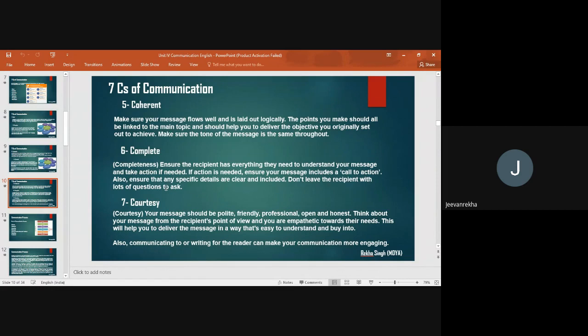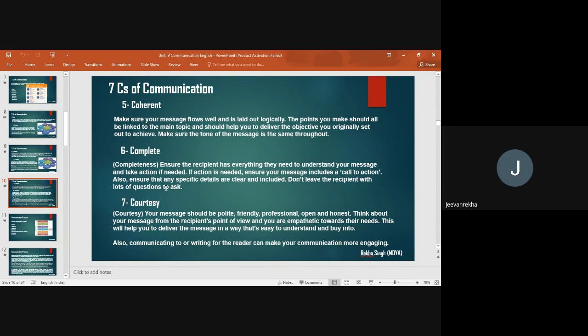Automatically, your positive vibration will come to me and I will be clear about you. I'll be honest about you. So give positive messages to others and take positive messages to yourself. So courtesy is very, very important for a good and powerful personality.